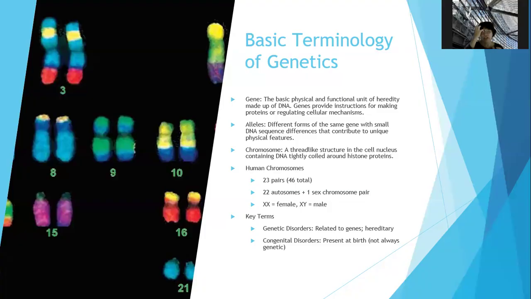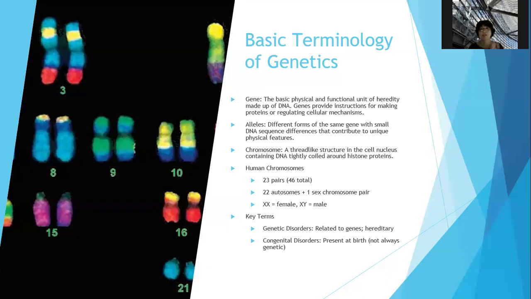As human beings, we have 23 pairs of chromosomes, so 46 chromosomes total. 22 pairs are autosomes, and then we have a pair of sex chromosomes. Generally, XX is female and XY is male, but there are some combinations that come up that are a little bit different.